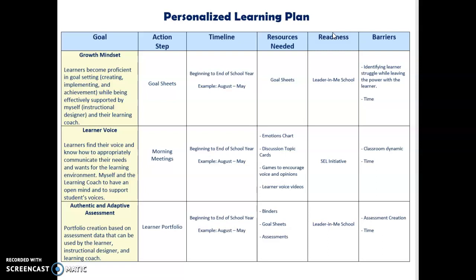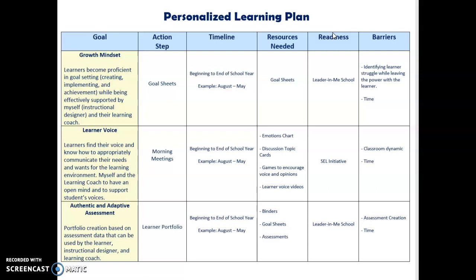And again, like the first goal, this would be a year-long process as students would develop their learner voice over time. The resources we would need would be the emotional chart that would list each of the 4 colors, discussion topic cards, games to encourage voice and opinions, and learner voice videos.